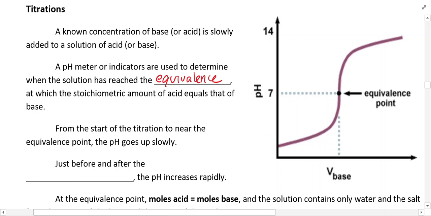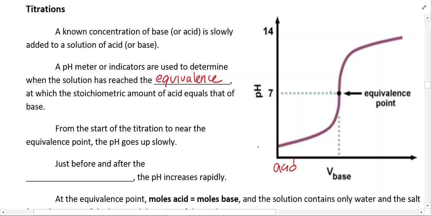So the equivalence point is when the stoichiometric amount of acid is equal to that of the base. You'll also notice that the equivalence point occurs at 7 for us when we're using a strong acid and a strong base. So when we start the titration, in this example here, we're starting with an acid, and we know that because our pH is low, and the base would be in the burette.